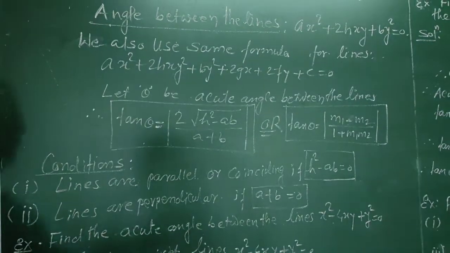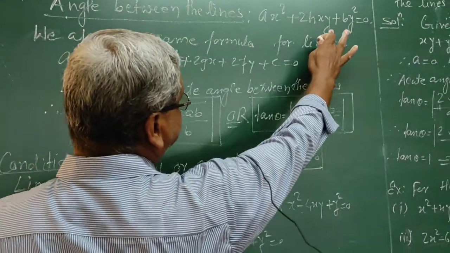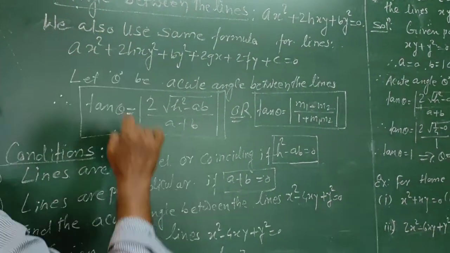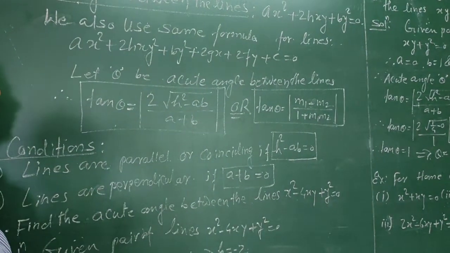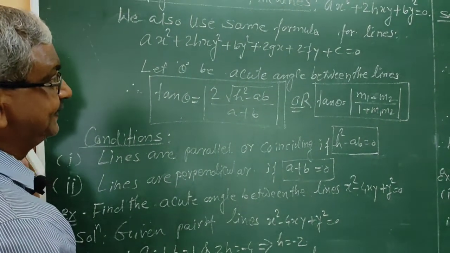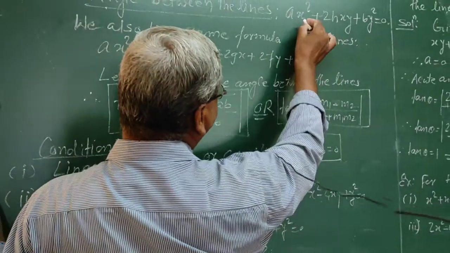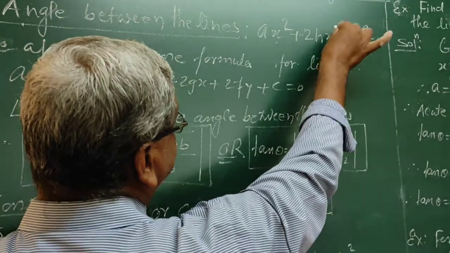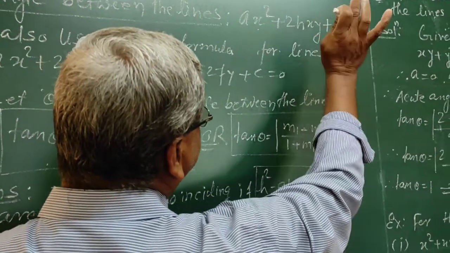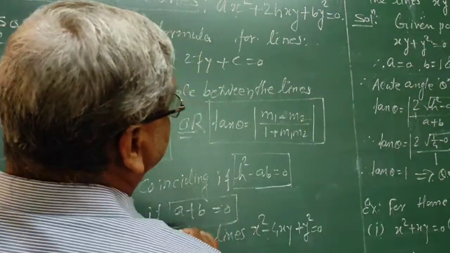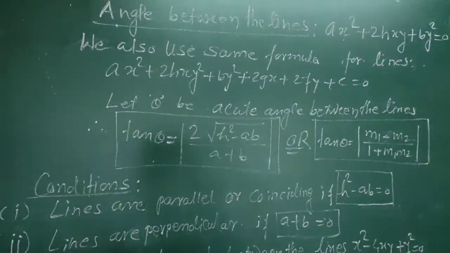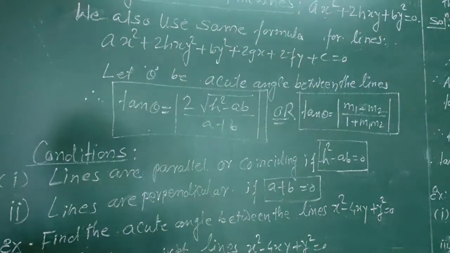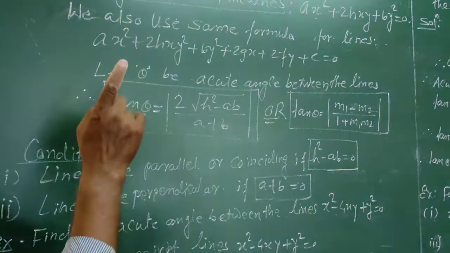So we know that the pair of lines is given by ax square plus twice hxy plus by square is equal to 0. These are the lines. We know that this is also called the homogeneous equation of the pair of lines because the degree of each term is 2. Here x square has power 2. Here x has power 1 and y has power 1, 1 plus 1 is 2, and y has power 2. Therefore, it is called the homogeneous equation of degree 2 also. And it is the equation of the pair of lines passing through the origin.